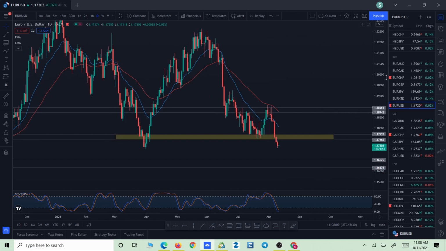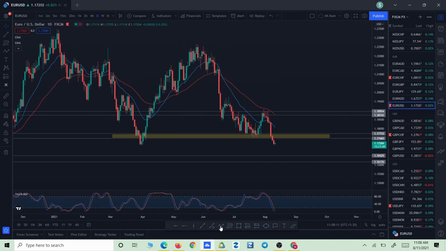Now Eur Usd, as we can see, the price is consistently making lower lows and lower highs, so it's in a downtrend. Starting from here, we have the low, lower high, lower low, lower high, lower low, lower high, lower low. It's the same high, and now price broke and closed below the previous low.